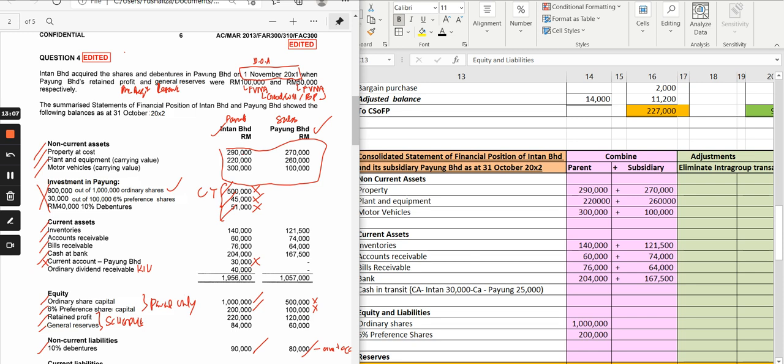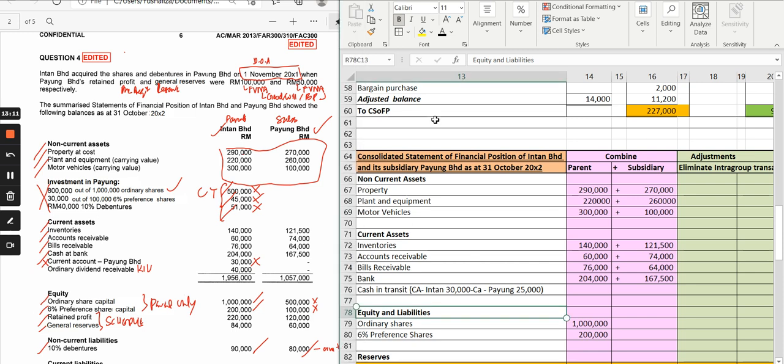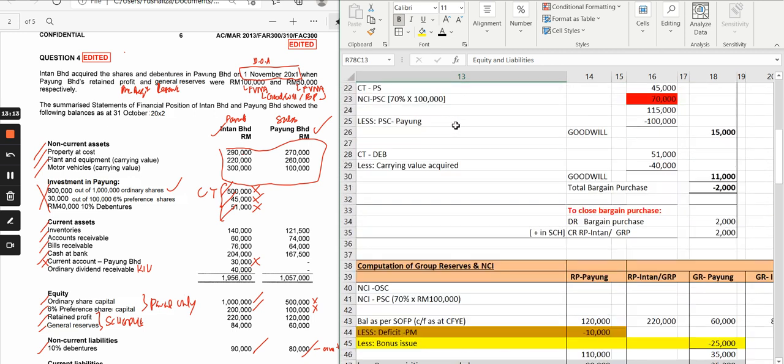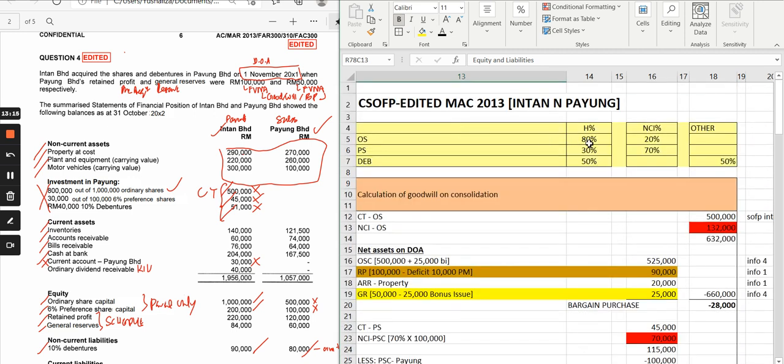And here you have the information regarding how much is being acquired. I've already calculated for you the percentage of amount that has been acquired. If you look here, the ordinary shares that were being acquired is actually 800,000 out of the information given there, 1 million. So 800 out of 1 million, you get 80%, and NCI is 20%.